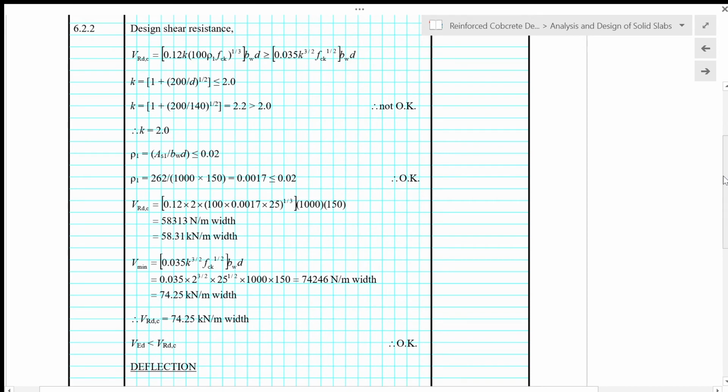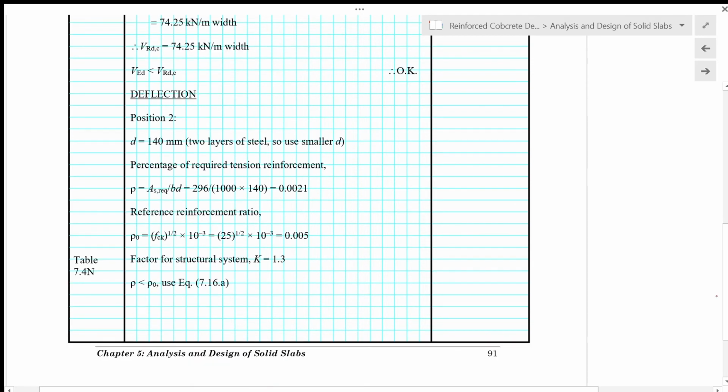So after that, we calculate the design shear resistance based on Eurocode 2 section 6.2.2, and the K value is equal to 2 in this case because the calculated value is more than 2. And then rho 1 is based on minimum steel of H10 at spacing of 300. So the As provided is 262 square millimeter per meter width. So VRDC calculated from this expression here is 58.31 kilonewton per meter width, and then from this expression here is 74.25 kilonewton per meter width. So meaning that the VRDC has to be taken as Vmin, which is 74.25 kilonewton per meter width, and VRDC is greater than VED, so it's okay.